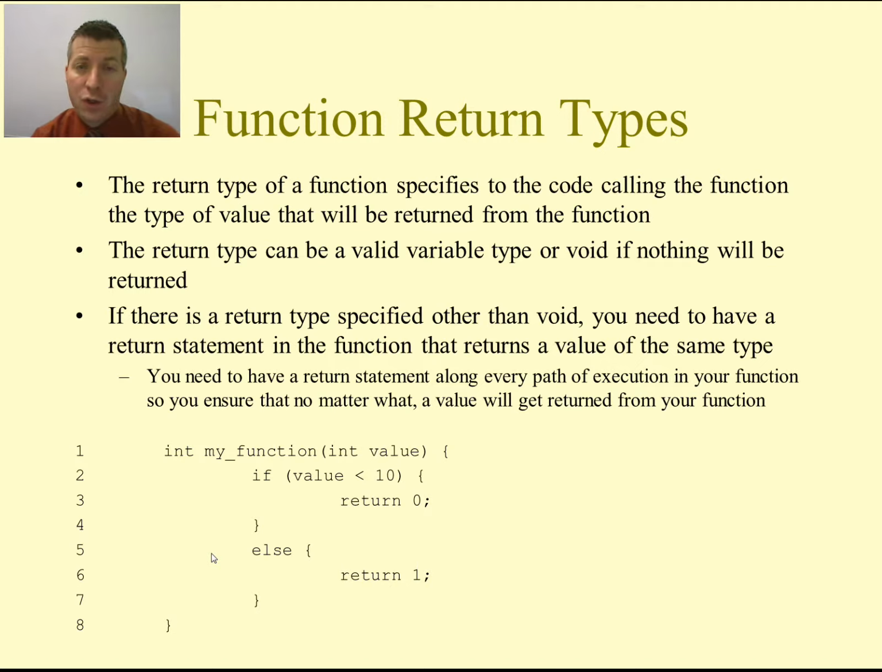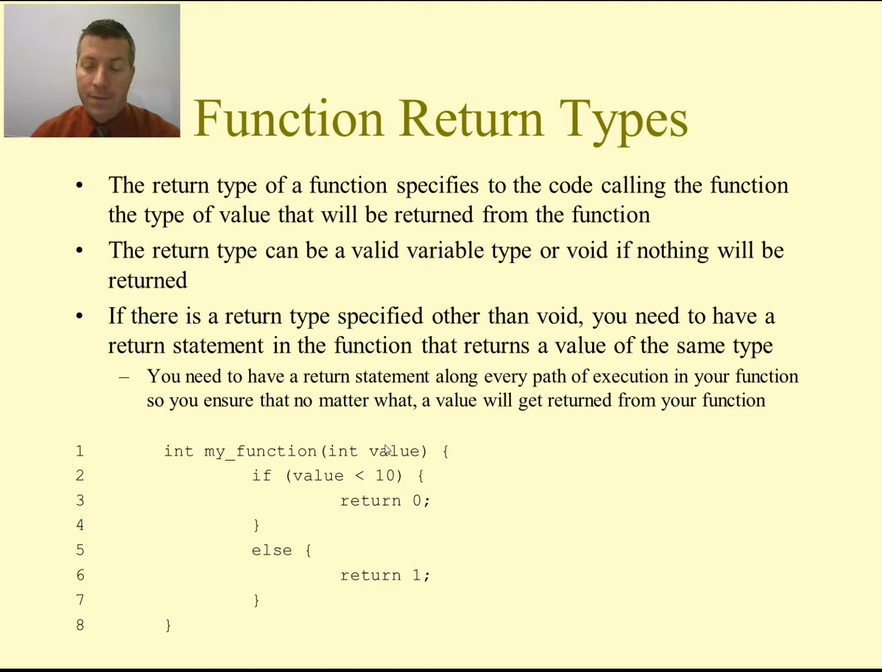If the function returns void, meaning that there is no return type, you can still have return statements. You just will not have a value after the return statement. You'll just have return followed by a semicolon. What's going to happen when you hit a return statement is that your function will terminate. Nothing after that return statement will execute in that function.